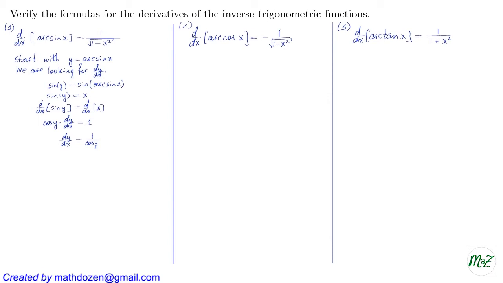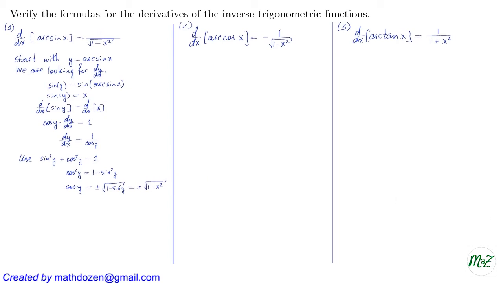1 over cosine y. To bring it to a better form, we use the identity sine squared y plus cosine squared y is equal to 1. So cosine squared y is equal to 1 minus sine squared y. Solving for cosine y, we see that cosine y could be positive or negative square root of 1 minus sine squared y, which is positive or negative square root of 1 minus x squared. Since sine y is the same as x, sine squared y is going to be x squared.